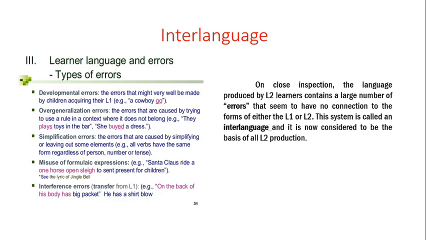Inner language. On close inspection, the language produced by L2 learners contains a large number of errors that seem to have no connection to the forms of either the L1 or L2. This system is called an inner language, and it is considered to be based on the L2 production. Look at the examples in the chart. We have language errors and type of errors.